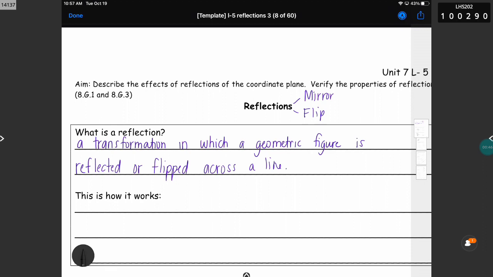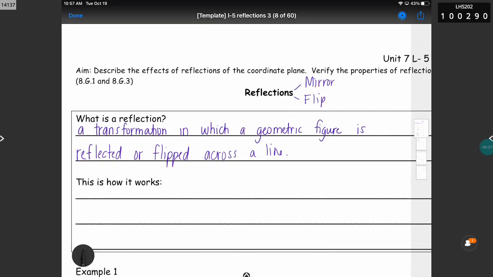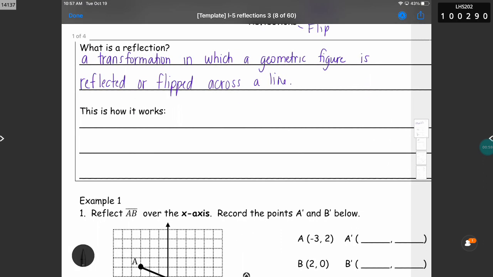Are we turning when we reflect? No. What are we doing? We're flipping. So we actually need to flip the paper, not turn it. And I will explain what I'm talking about in a little while. So this is how it works.